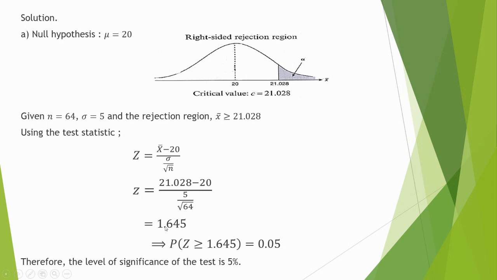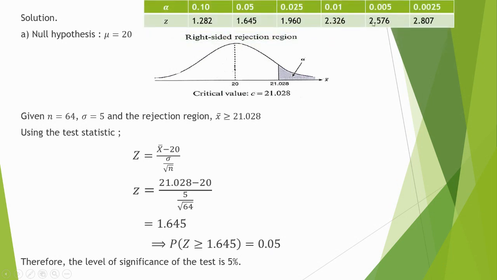And then you get 1.645. Okay, so 1.645 is alpha 0.05. Okay, 1.645 is this one. This is our Z. So the probability will be 0.05. So the level of significance of the test is 5%.